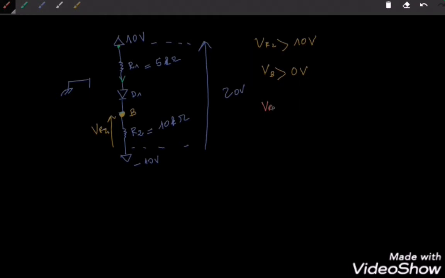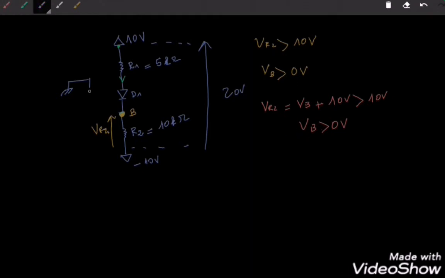So let me just illustrate this point in more detail. VR2 is equal to VB minus minus 10 volts, which is plus 10 volts. So we know that VR2 is higher than 10 volts. And from this we can conclude that VB is higher than 0 volts. So I hope that this point is clear now.